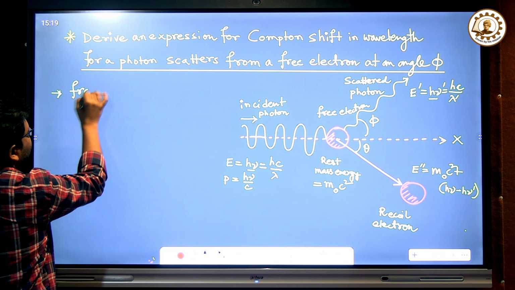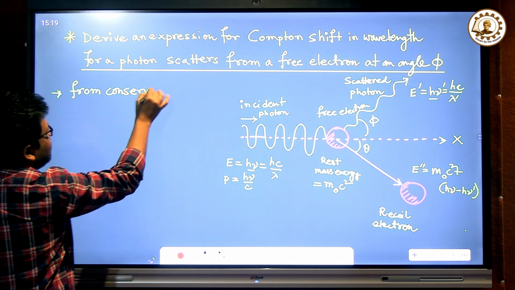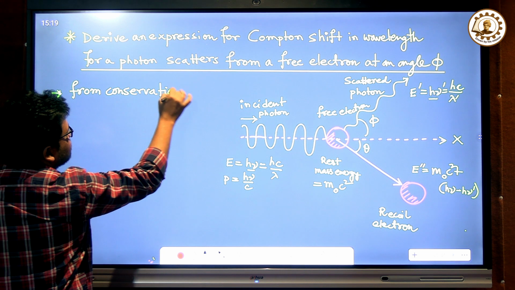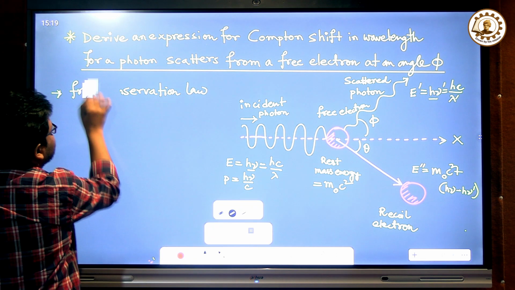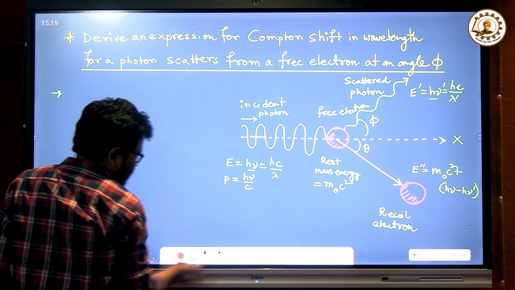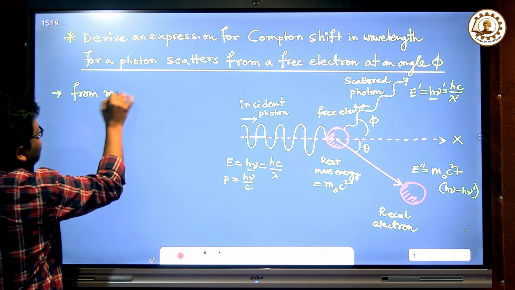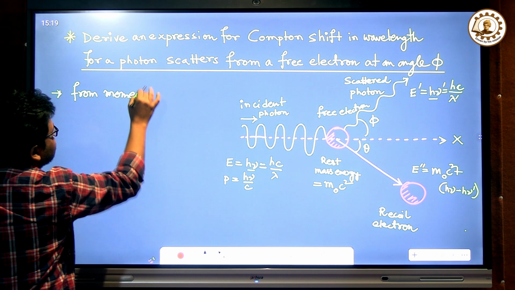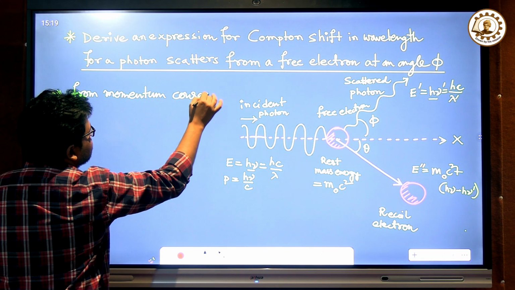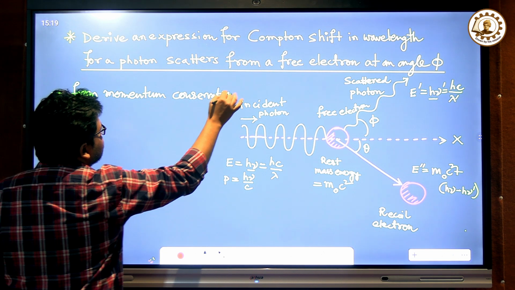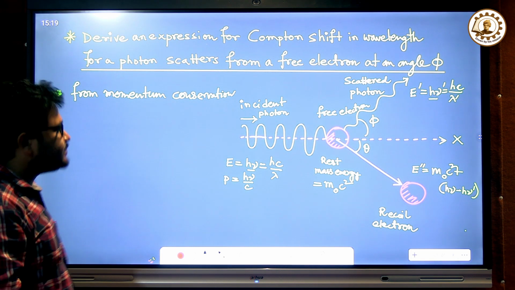From momentum conservation, what can we write?